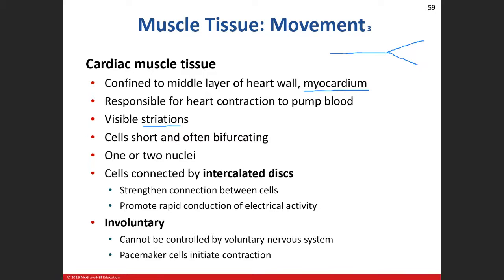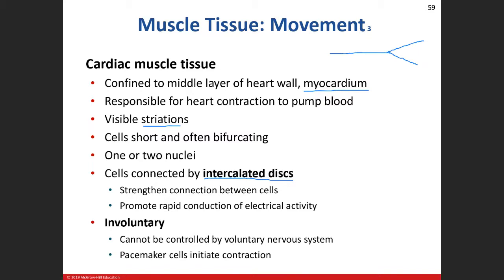And we have these structures called intercalated discs, and I talked about them before. There's two things that make up the intercalated disc. They're called desmosomes and gap junctions. The desmosomes are basically the cell's ability to sew itself to another cell. So it's an attachment site.